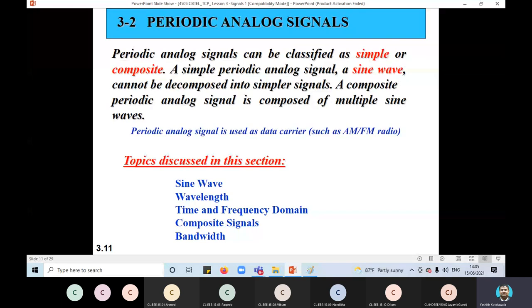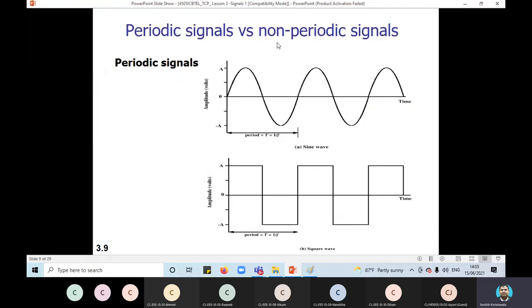Periodic analog signals can be classified as simple or composite. That means basically we can divide it into two parts. A simple periodic analog signal, or you call it a sine wave, cannot be decomposed into simpler signals. Now, if you refer to this, this is the original wave shape. If I ask you to decompose this and find out, let's say, the ingredients of it, the sub factors of this, you don't find any, because this is the most original, most initiative wave shape. So that sort of thing is what we call a simple wave shape.